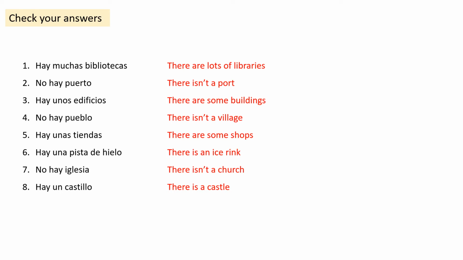6. Hay una pista de hielo. There is an ice rink. 7. No hay iglesia. There isn't a church. And 8. Hay un castillo. There is a castle. Pause now to check those answers in English.